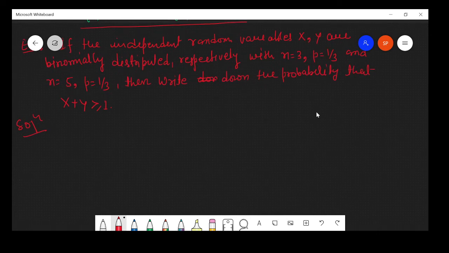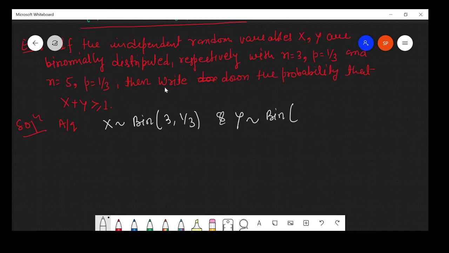Now go for the solution here. The question is, suppose the two random variables X, Y follow the binomial distribution. According to the question, we write X follows the binomial distribution with parameters n is 3 and p is 1 by 3, and Y also follows the binomial distribution. Here the parameters are given 5 comma 1 by 3. Now here p and this p both are equal. We can write that p1 is equal to 1 by 3, q1 is also 2 by 3, and p2 is equal to 1 by 3.